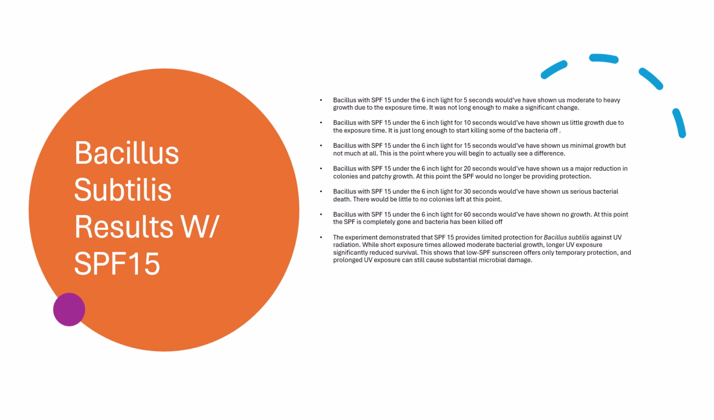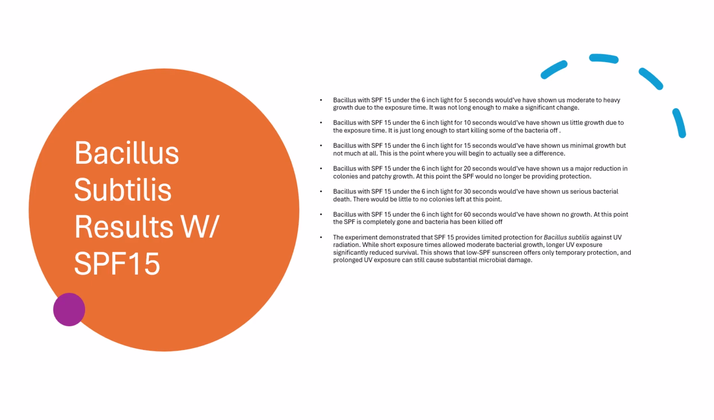Now, Bacillus with SPF 15 under the 6-inch light for 15 seconds would have shown us minimal growth, maybe not much at all. This is about the point where you'll actually be able to see a difference physically. And then you get into Bacillus with SPF 15 under the 6-inch light for 20 seconds, which would have shown us a major reduction in colonies. It gave us patchy growth, and at this point the SPF would no longer be providing protection. Then we still have 2 more stages, so remember that.